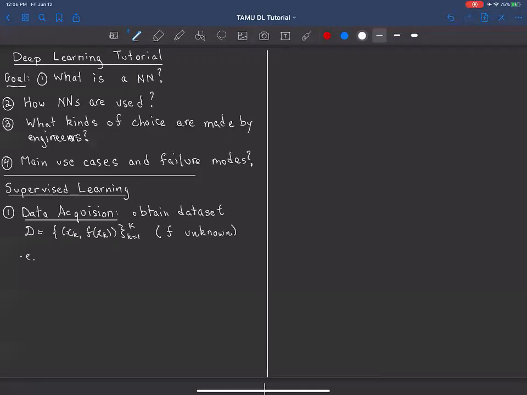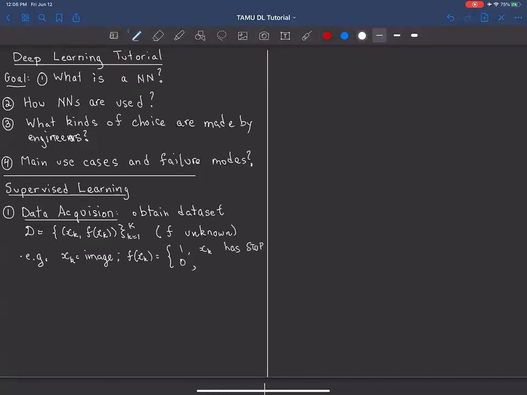So here's an example to keep in mind. Suppose that xk is an image that you take with your camera. Then maybe f of xk could be a binary function, and it just tells you if xk has a stop sign in it or not.